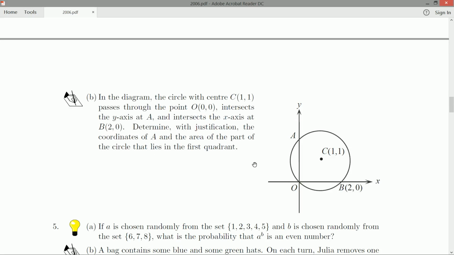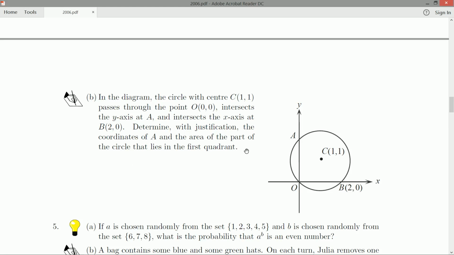Okay, B part here. This is the one where we actually have to be careful. We have to actually explain and write up what we're doing. In the diagram, the circle with center 1, 1 passes through the origin and intersects the y-axis at A and the x-axis at 2, 0. Kind of wish they had the letters different because I usually expect the y-intercept to be a B, but it doesn't really matter. Determine with justification the coordinates of A and the area of the part of the circle that lies in the first quadrant.